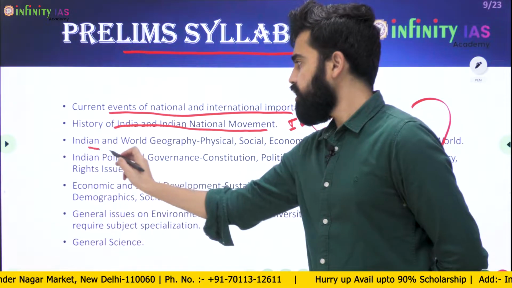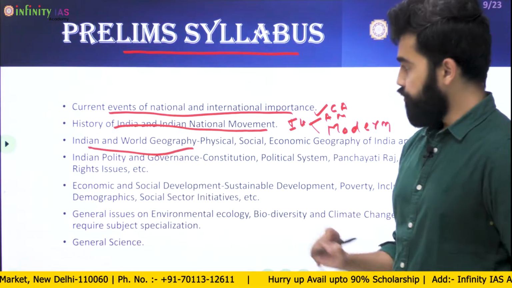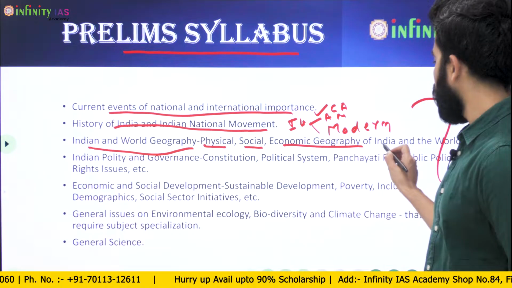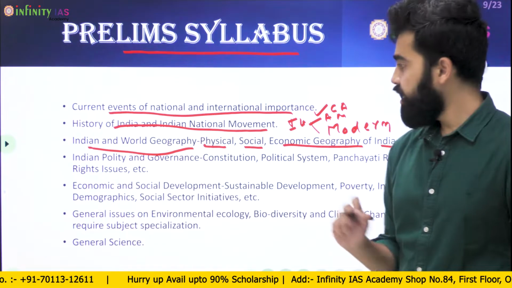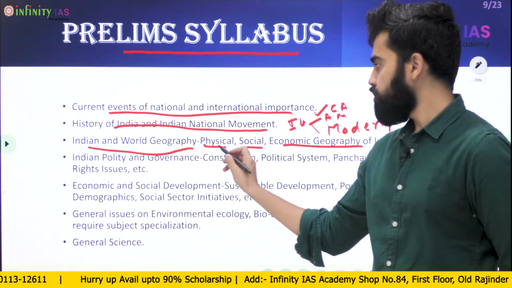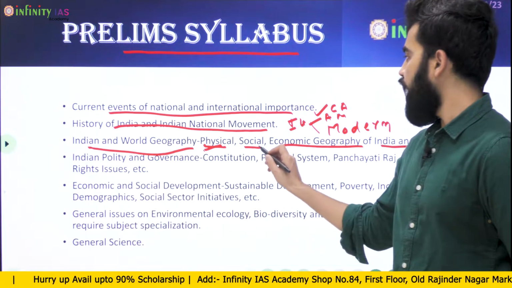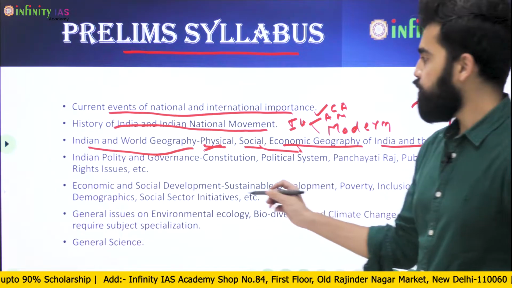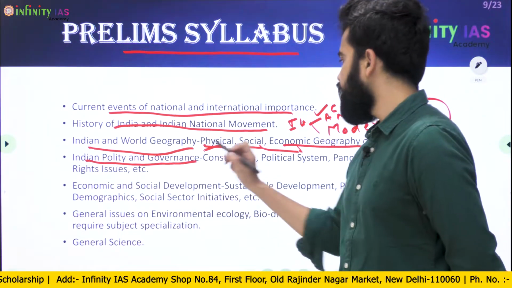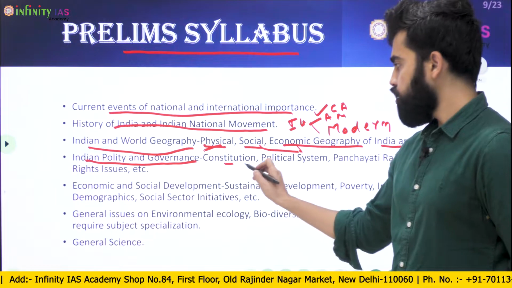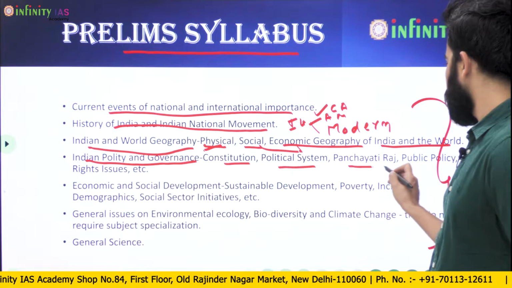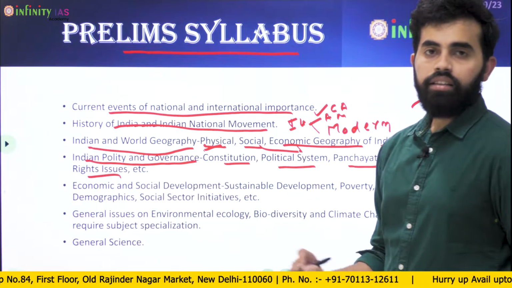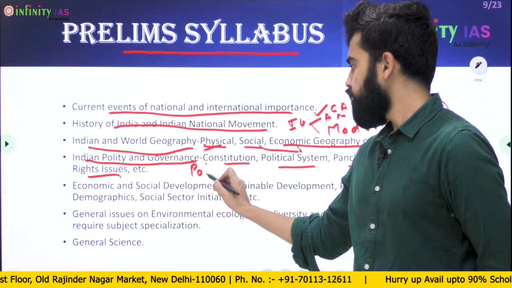Then comes Indian and world geography, which includes physical, social, economic geography of India and the world. Here we can divide it into two things. One is physical geography and the other is social and economic geography. Then comes Indian polity and governance, which includes constitution, political system, panchayati raj, public policy and rights issues. This comes broadly under the topic polity.